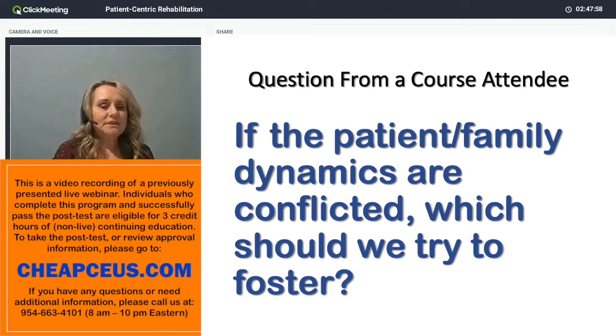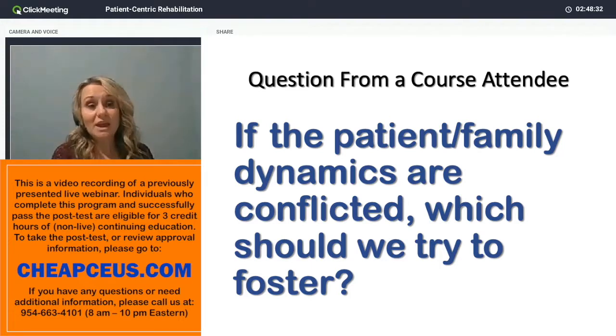If the patient-family dynamics are conflicted, which should we try to foster? It seems that choosing one or the other would affect outcomes. And it sounds like that could be the case. We can't fix the family dynamic. Yeah, the research doesn't say what to do. I guess the focus has to be on the patient and seeing what their goals are. I'm sure we've all had those family interactions where we need them to leave.